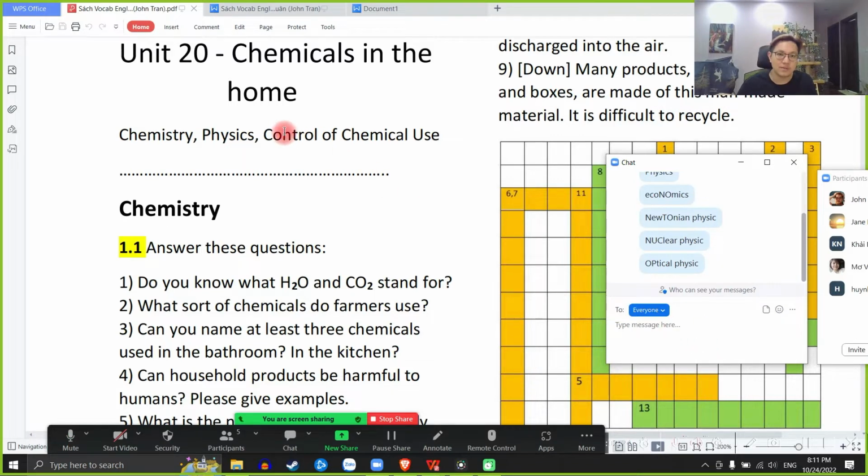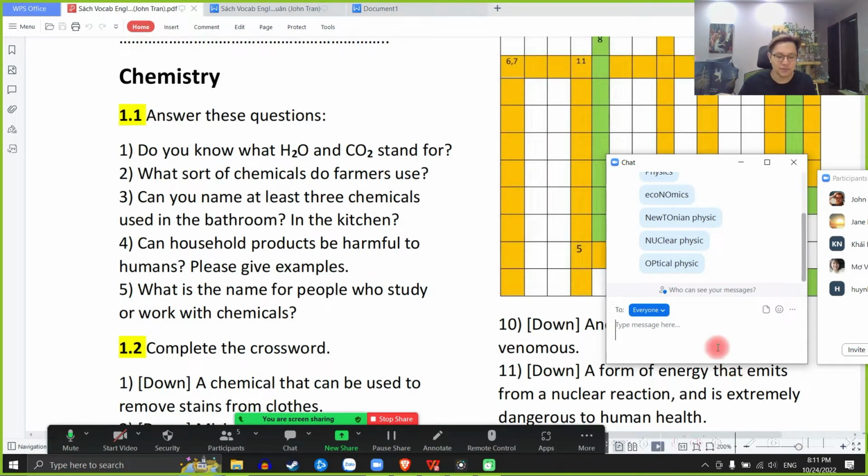Okay, so control of chemical use is the last thing we learn. Okay, let's answer this question 1.1. Do you know what H2O or CO2 stand for? So to stand for, what does it mean?